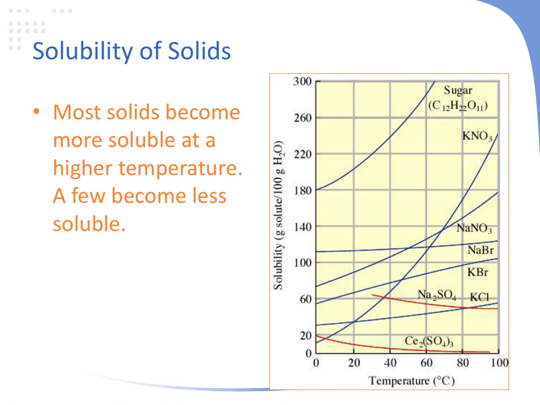So solid solubility is almost entirely, like I said before, this is the same graph from before with a little bit of color. At a higher temperature, more of those molecules are able to come into contact, and so it becomes more soluble. There are a few that become less soluble. They usually have a large number of ions, but almost everything, as you increase temperature, becomes more soluble.